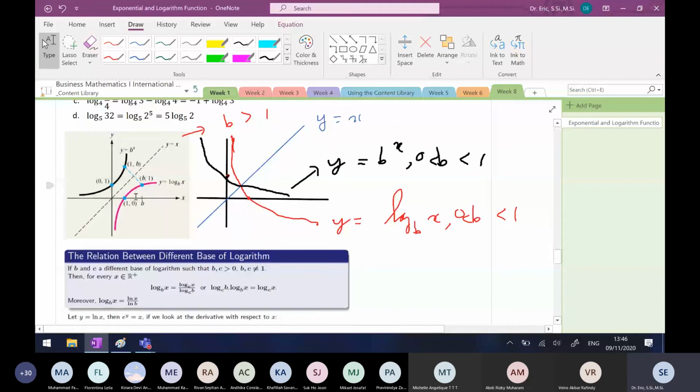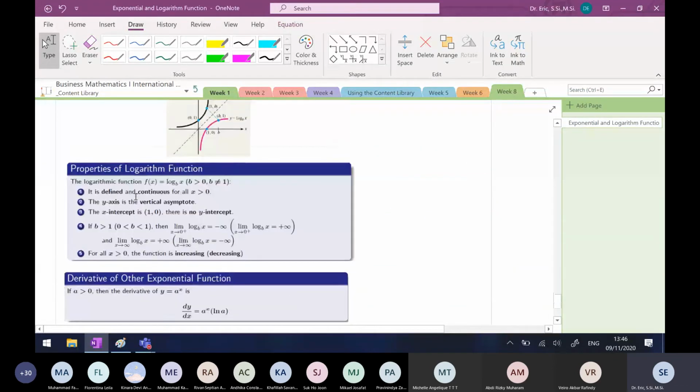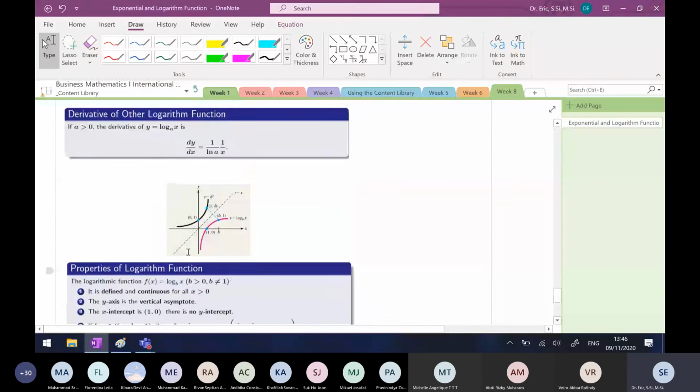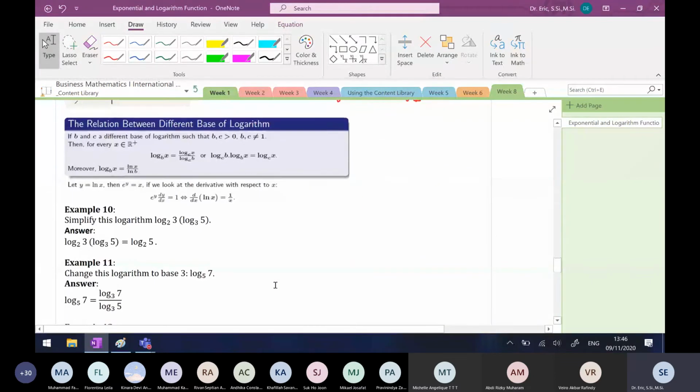It is only defined for b positive. And the function is increasing if b is greater than 1, decreasing if b is from 0 to 1. You can just look at the graph. A little more on the properties.